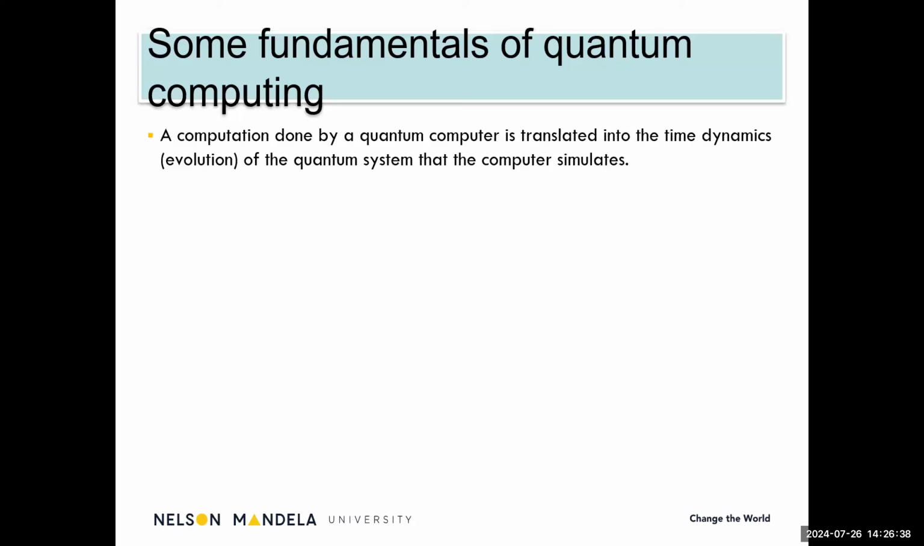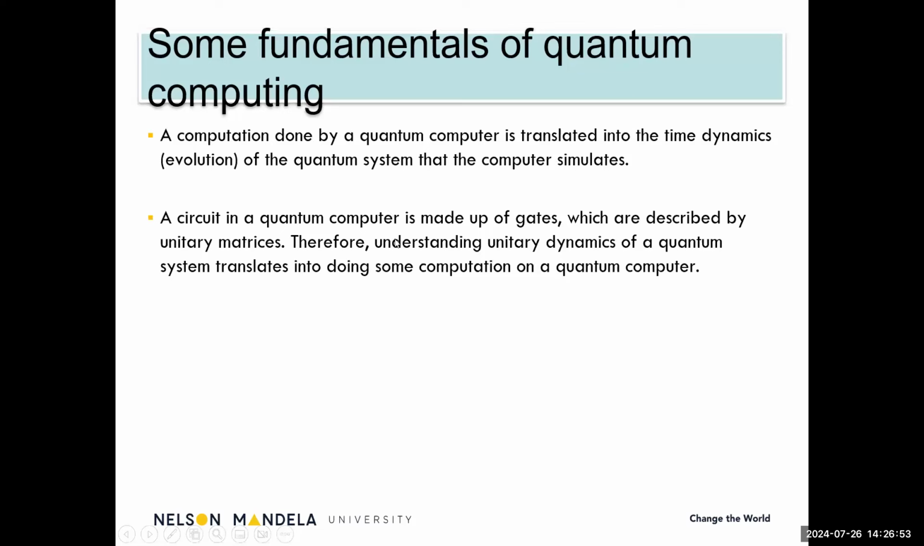A computation done by a quantum computer can be translated into the time dynamics of the system that it simulates. If you are especially working with reversible systems, then a circuit in a quantum computer can be made up of gates which are described by unitary matrices. So understanding unitary dynamics translates into doing some computation on a quantum computer.